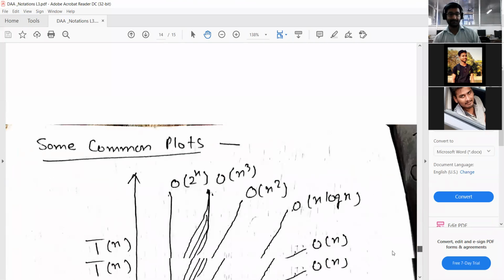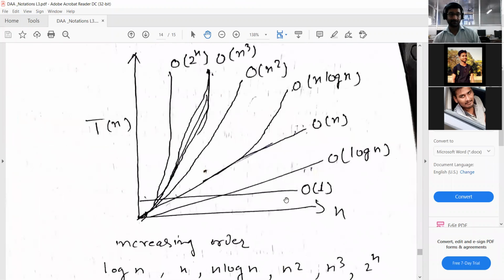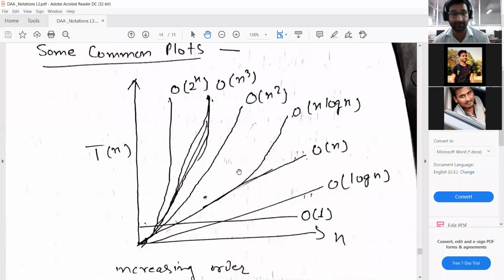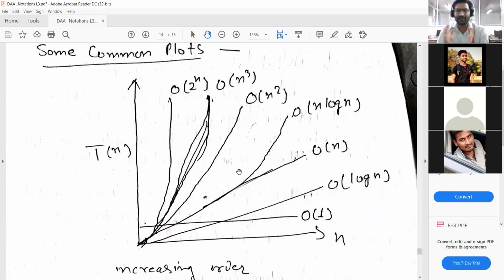हाँ, just see this figure. Some common plots. Can you see this figure? Some common plots. Is it visible? Yes, sir. Okay. So what we always try to know, कि हम बताते हैं अब rather than saying कि exactly 10 घंटे लगेगा, 20 घंटे लगेगा, 25 hours लगेगा to produce the desired output.